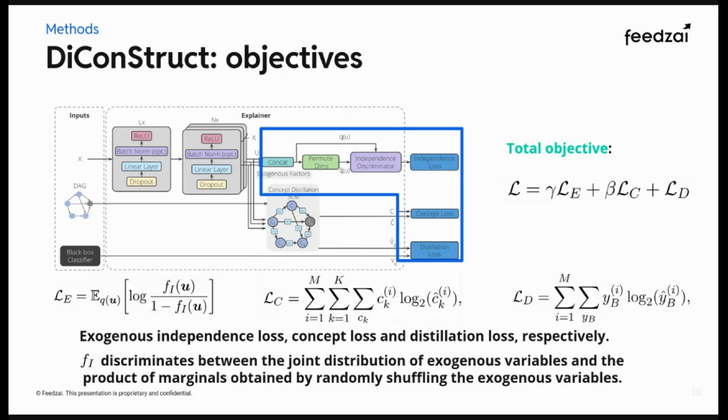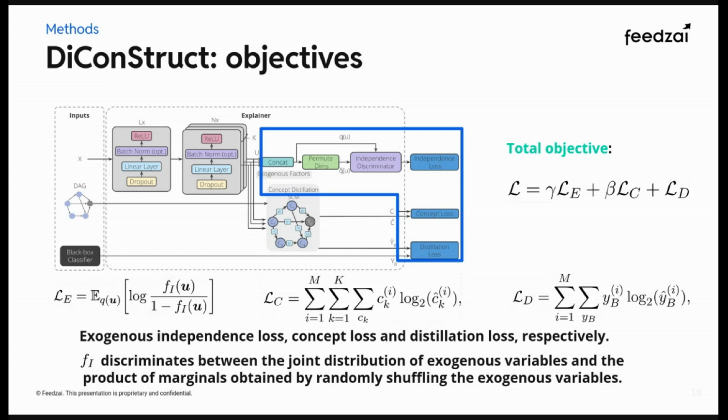The explainer is then trained end-to-end, as is typical for deep learning, and combines three objectives. The first objective is the exogenous independence loss, stimulating the exogenous variables to be independent. This is an assumption of causal models, because if there would be a dependence between exogenous variables, it would imply some common cause that is not taken into account.